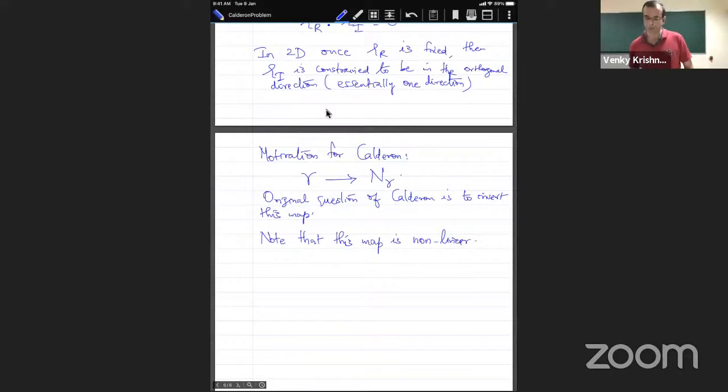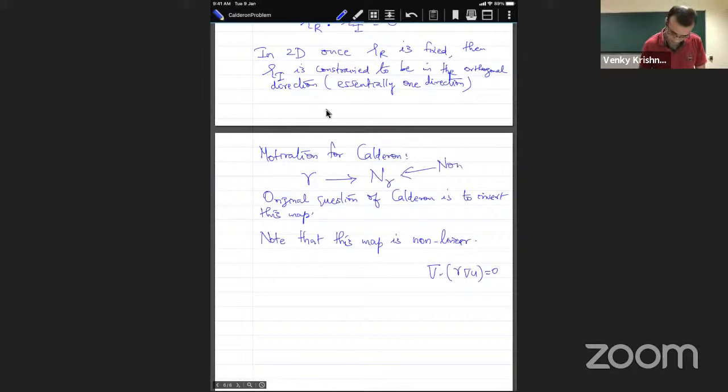This map is non-linear, right? You see, once gamma is fixed, it's a linear PDE, right? Because your PDE is actually what? But this is a linear PDE. However, this map here is non-linear.